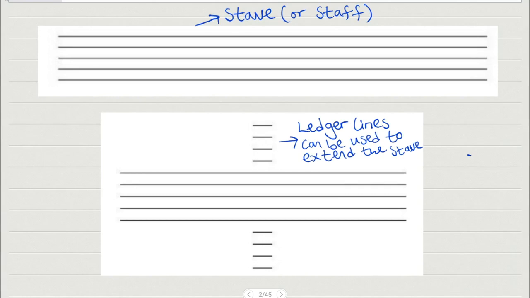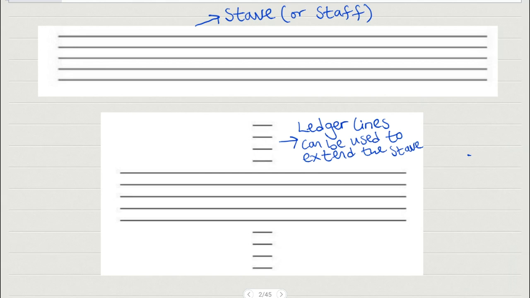In this lesson, we're going to be learning about pitch, and we're also going to be learning about the bass clef and the treble clef and the stave or the staff. And we're also going to learn about ledger lines and how notes are positioned on a music sheet.